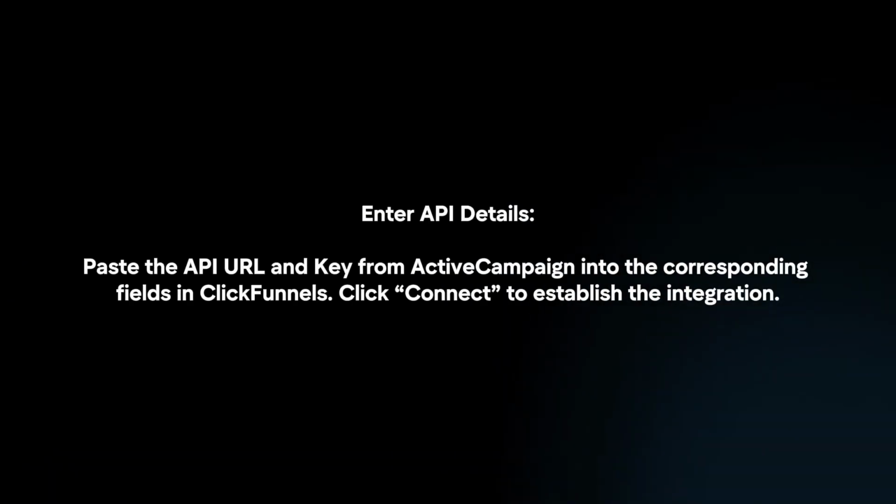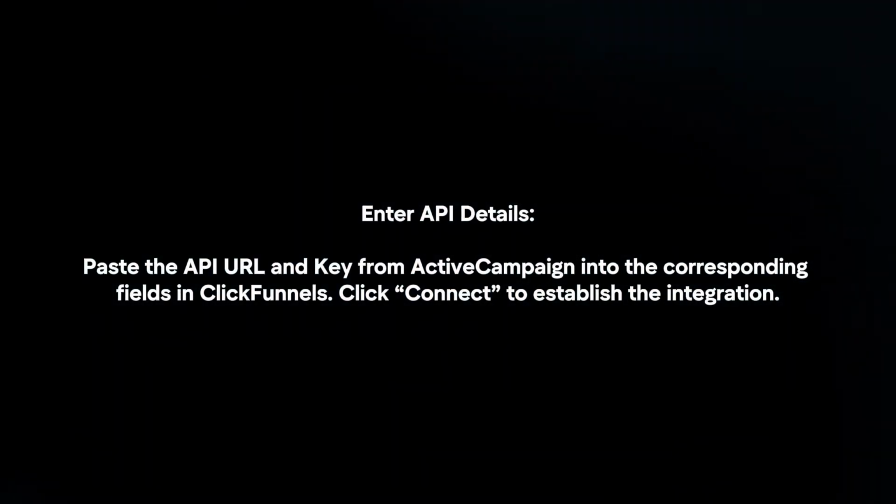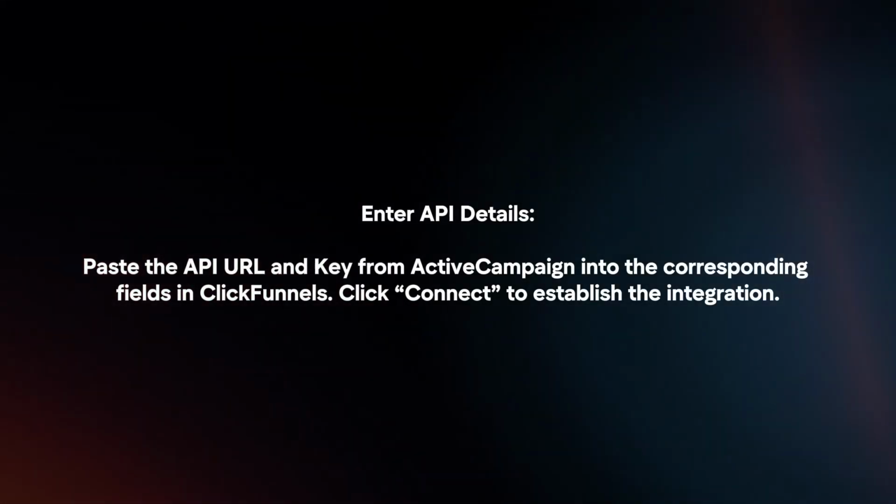Enter API details. Paste the API URL and key from ActiveCampaign into the corresponding fields in ClickFunnels. Click Connect to establish the integration.